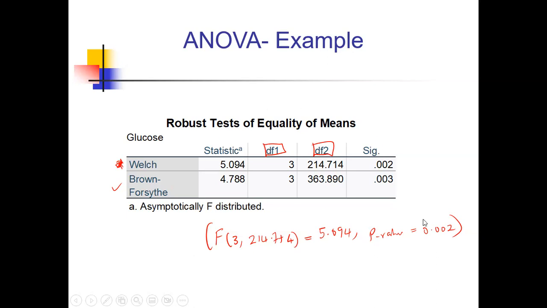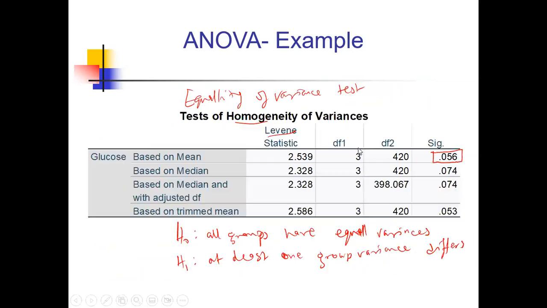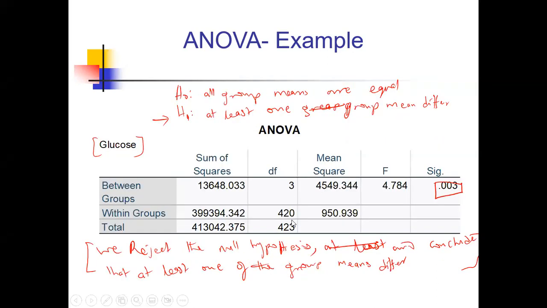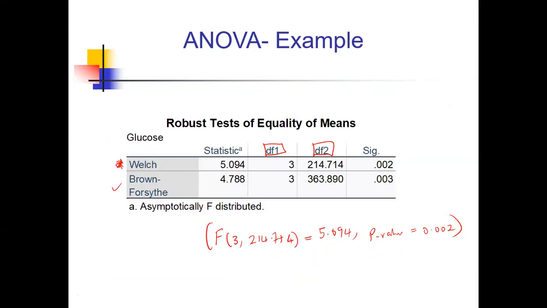Okay, so you'll be picking the values to report from the Welch test only if the equality of variance test is significant. Only if the assumption of equality of variance is not met. If that assumption is met, the table you report is this ANOVA table. I'm emphasizing that because it is critical. Okay, so that is really it about the ANOVA test.